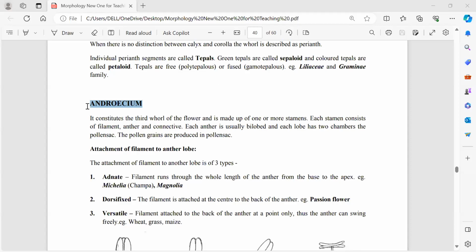So today is Androecium. What is meant by Androecium? Androecium is one of the essential whorls of the flower. In a complete flower, we have four whorls.